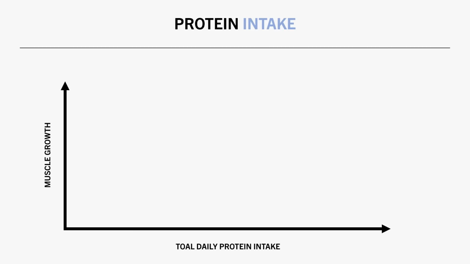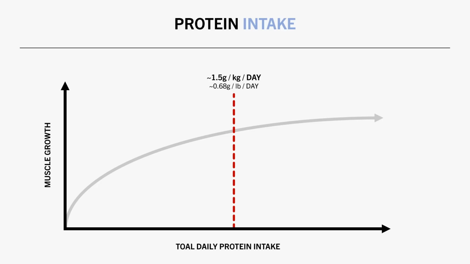So I think that the relationship between protein intake and muscle growth seems to look something like this. Higher protein intakes generally result in superior muscle growth, but follows a diminishing returns response. And for most people, the point at which significant diminishing returns start to exist is once consuming more than around 1.5 grams per kilogram of body weight per day.